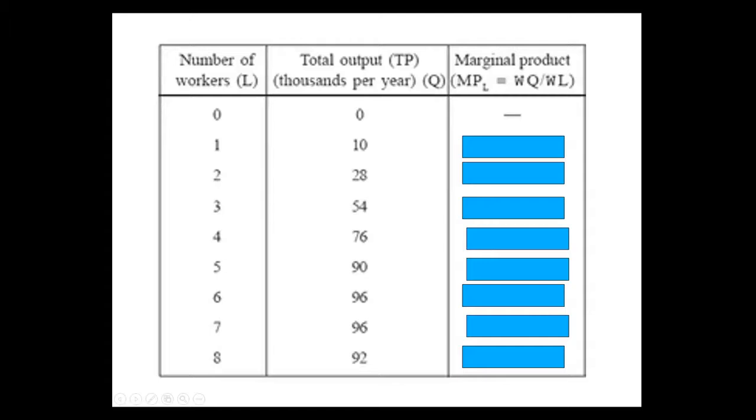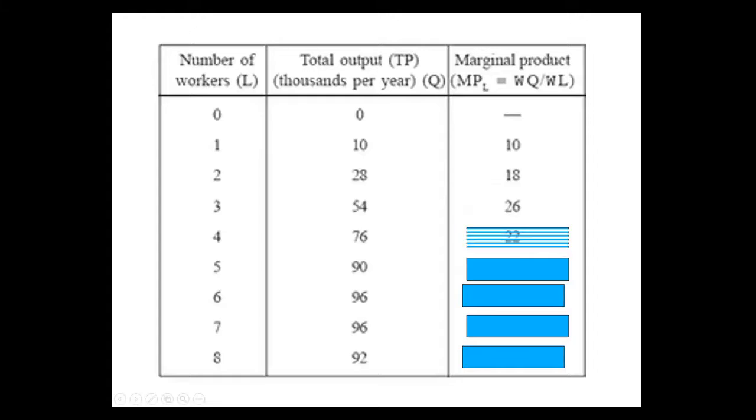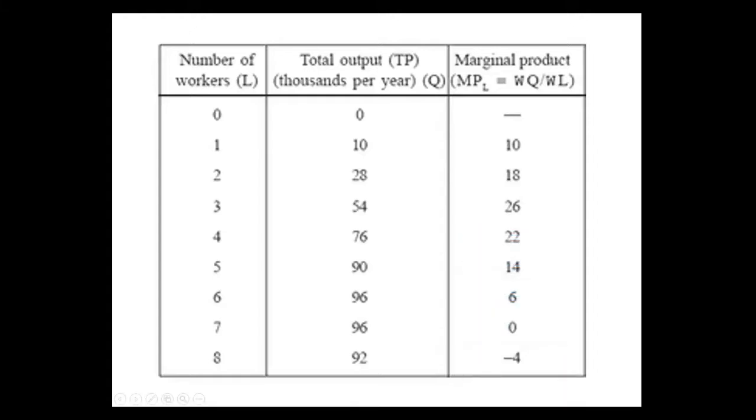Pretty standard here. So here I've got a bunch of workers. Here I've got total output, and then here I've got the marginal product. So the way I like to do it is to go from here to here, from here to here, from here to here, from here to here. Some people like to subtract, right? So you know, the marginal product of the first worker is 10, marginal product of the second worker is 18, okay, and so on and so forth. Or you could take, to get the third worker, you could take 54 and subtract 28, okay? So worked all these out. Important to look at here is when do diminishing marginal returns begin? And it's at the fourth worker or after the third worker, right?